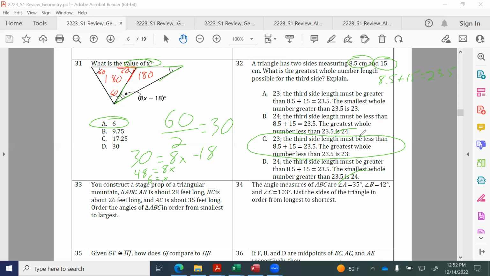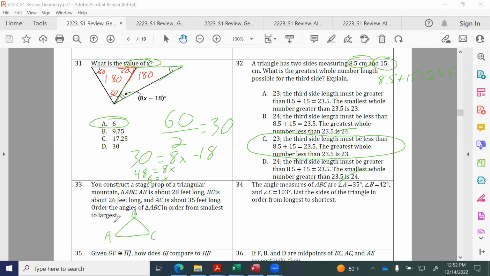What's the first thing you should do in a problem? Draw a diagram if it's not there. We don't have a diagram. Wouldn't it be nice to have a diagram to look at? So, draw a triangle. Label it A, B, C. Label all the parts they gave us.